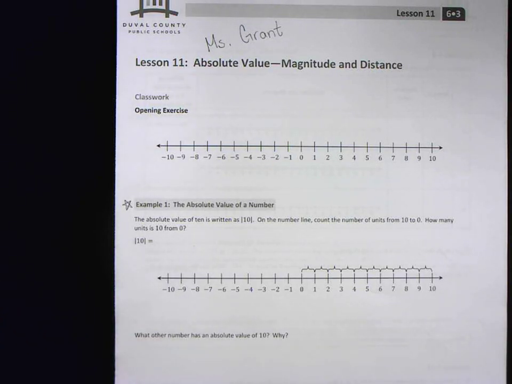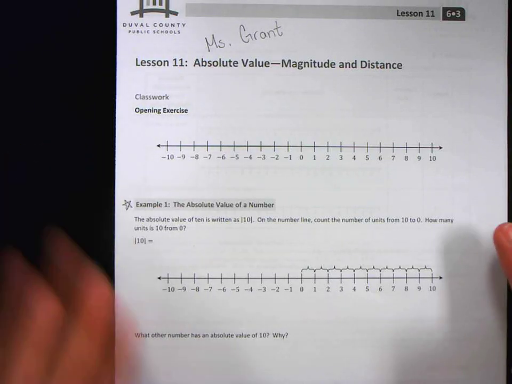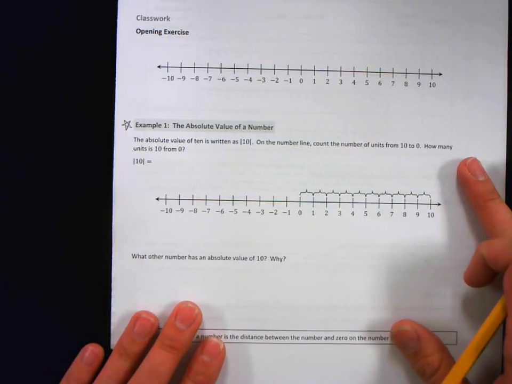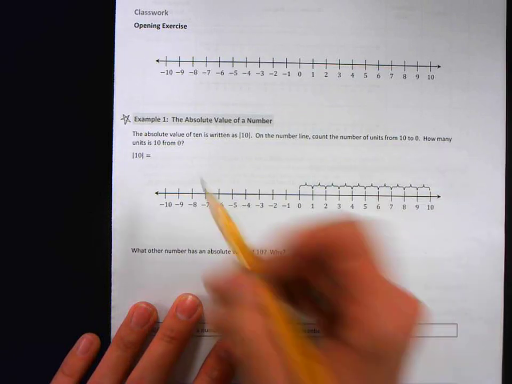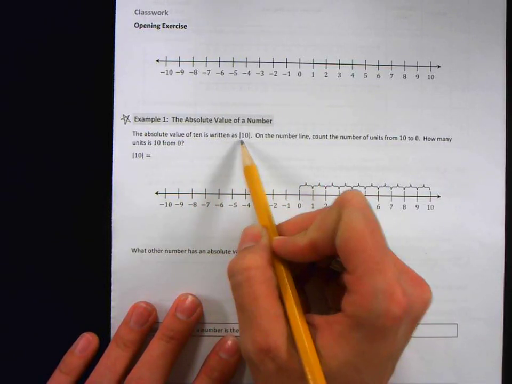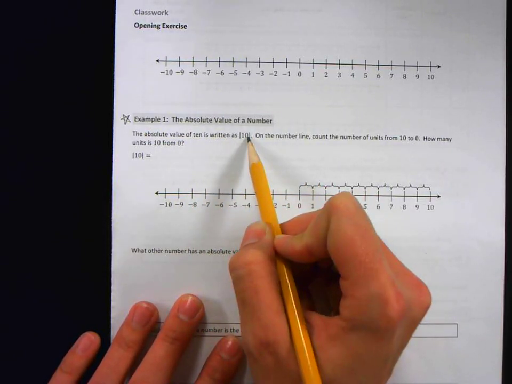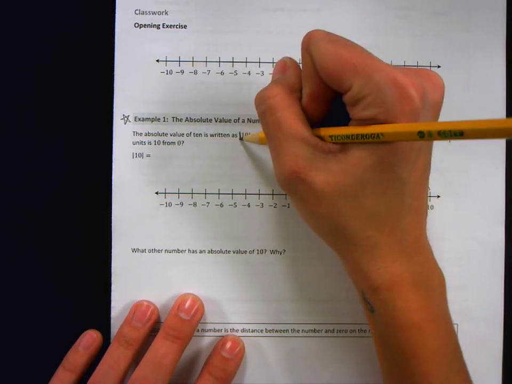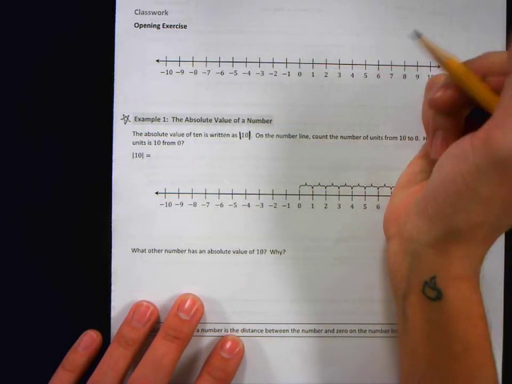I'm only going to do a couple of problems overall, so this should be a pretty short video today. First we're going to talk about example 1, the absolute value of a number. The absolute value of 10 is written as the absolute value of 10. And when you see these bars here, that's how you know you've seen absolute value.